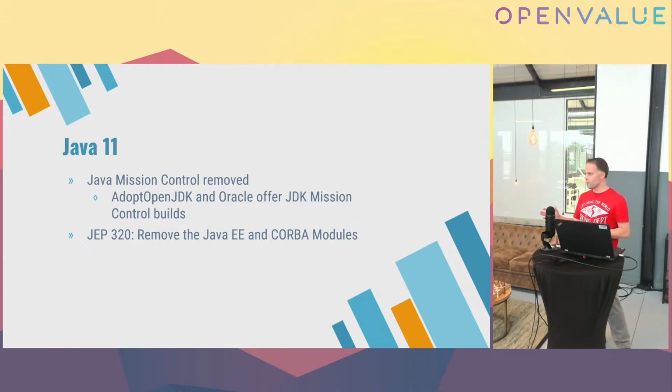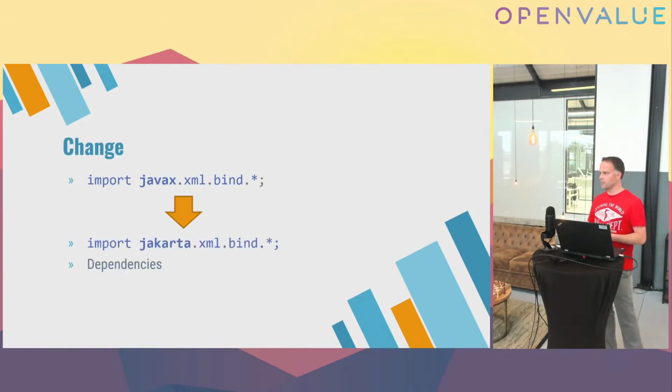I hope Corba will not be a challenge for you, because then it's time to look for another job. But I think the Java EE change has a lot of impact because a lot of projects were using them. Maybe not full Java EE, but I think most projects use something like JAX-B. And then you have to change your imports from javax to Jakarta, and you need to add the dependencies.